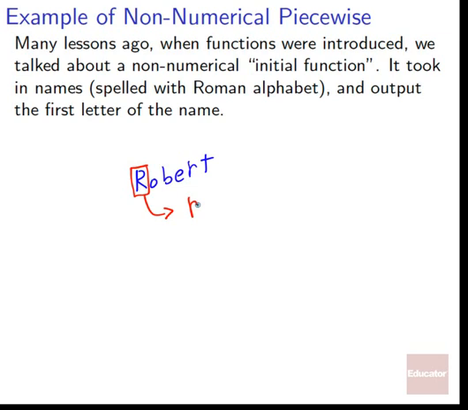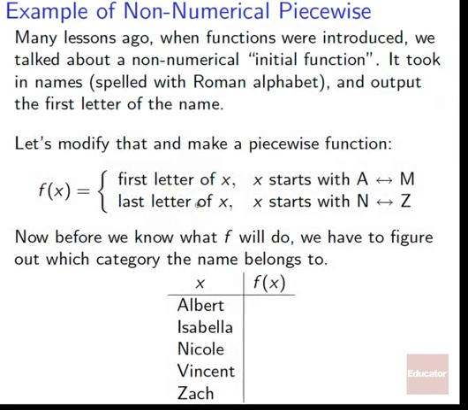We can have functions operating on non-numerical things. Well, we can also have piecewise functions on non-numerical things. We can modify that and make a piecewise function. So we'll have f of x is equal to two categories. So two categories, our first rule will be the first letter of x, the first letter of the name, if the name starts with A to M. So x is just a placeholder for a name here. The first letter of the name if x starts with A to M.